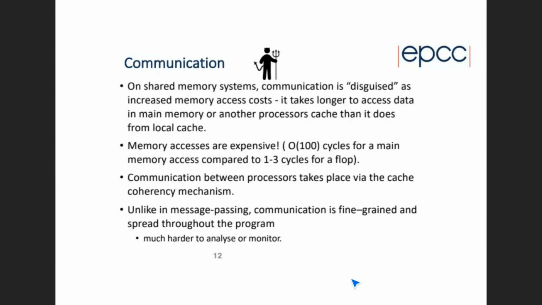And memory accesses are expensive on modern hardware. So we're talking about order of 100 clock cycles for a main memory access. Can be 200 even, that kind of number. Compared with how long does it take to do a floating point operation? Well, it's a small number, one, 2, 3 cycles to do a floating point operation, say. Or how long does it take to get data from the level 1 cache? 1 cycle.